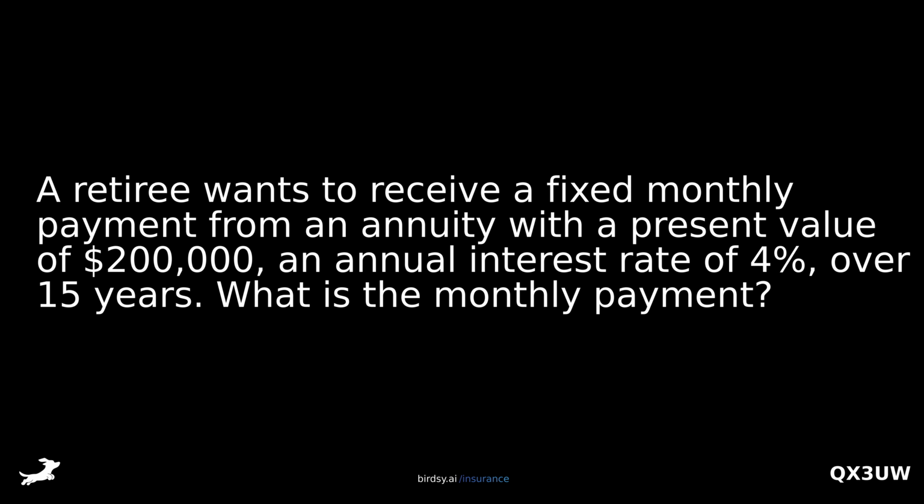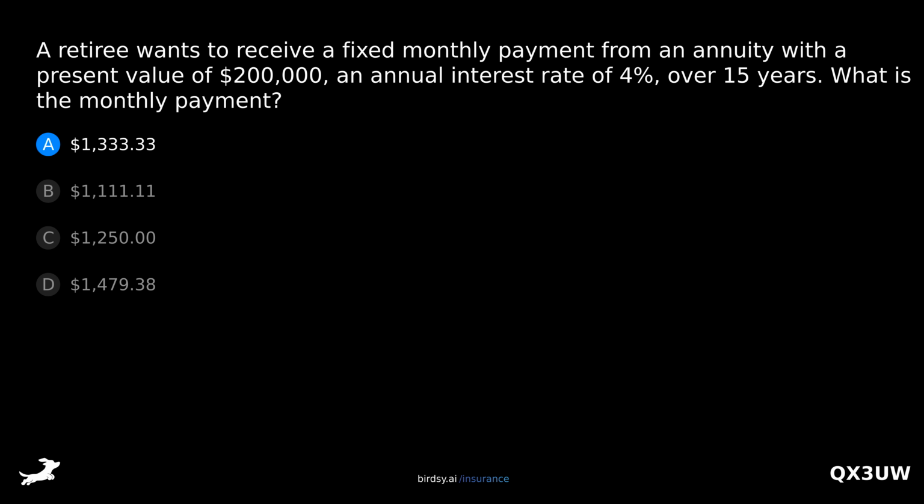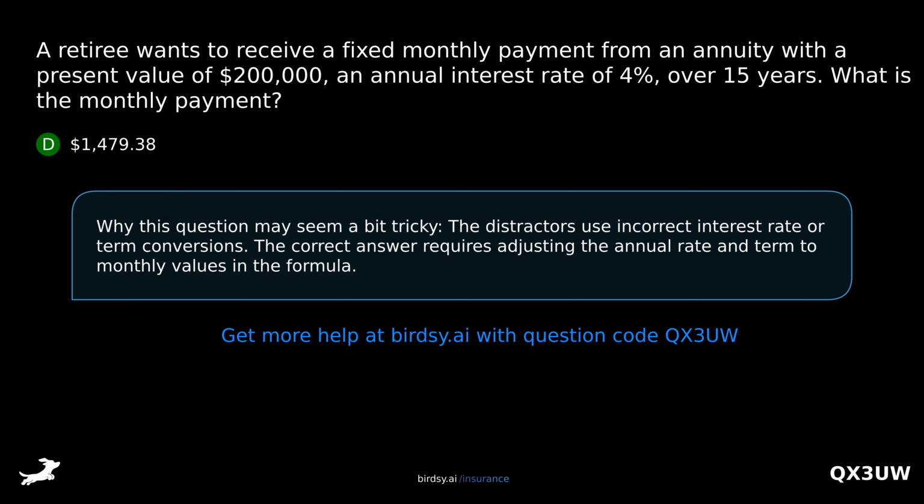A retiree wants to receive a fixed monthly payment from an annuity with a present value of $200,000, an annual interest rate of 4% over 15 years. What is the monthly payment? Is it A, $1,333.33, B, $1,111.11, C, $1,250, or D, $1,479.38? The answer is D, $1,479.38. Why this question may seem a bit tricky.